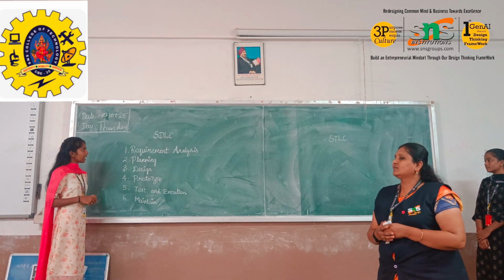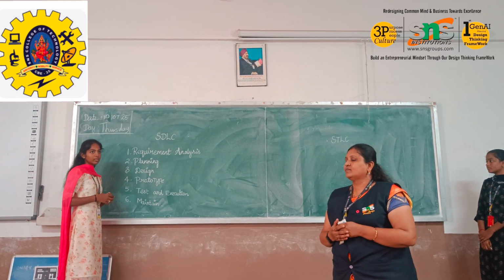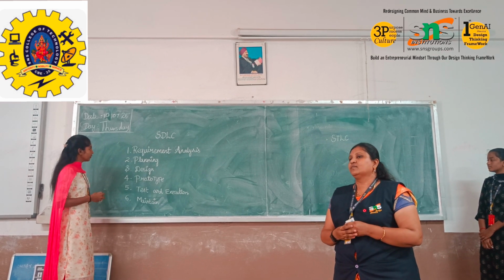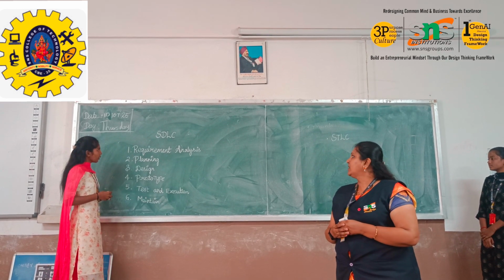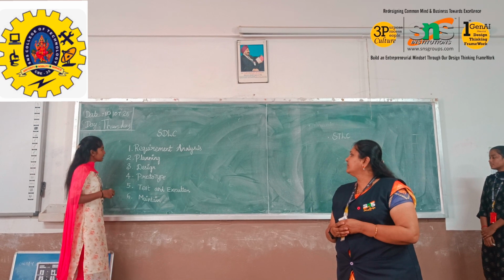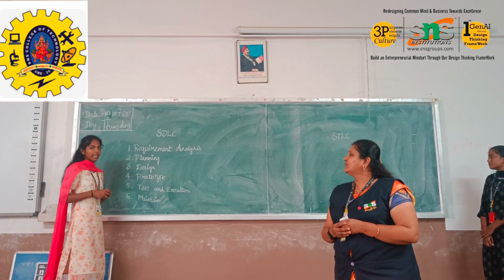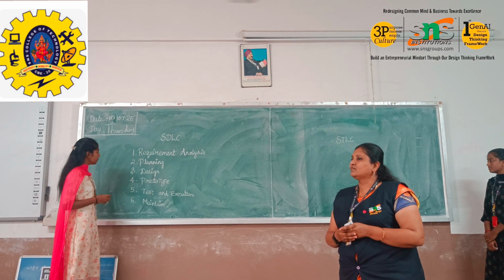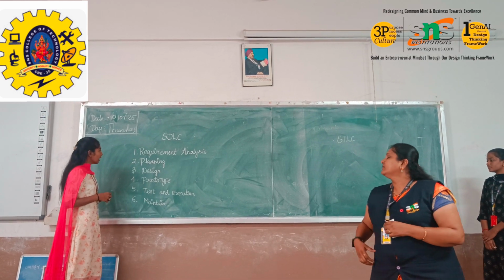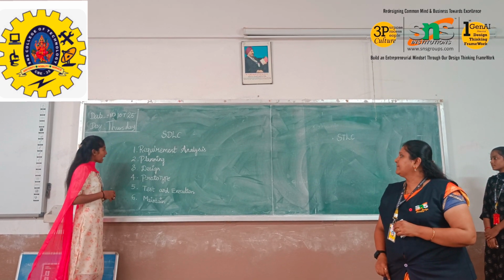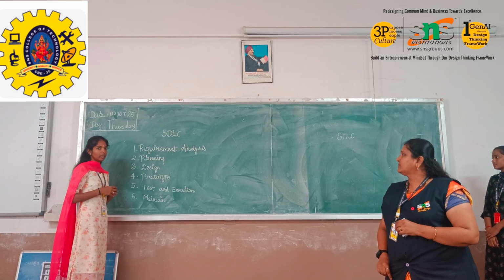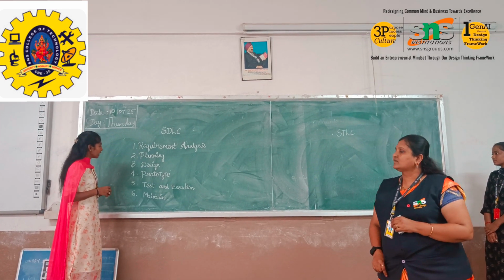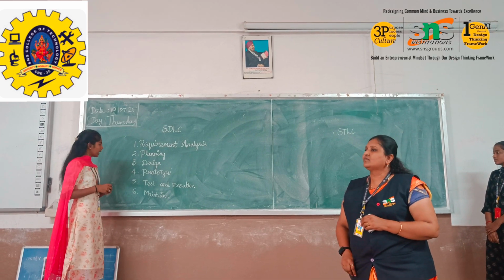First is requirement analysis. In the requirement analysis, we gather the information that is required for the development of the software. After collecting the requirements, we go to stage 2, that is planning. In the planning stage, we plan how the software is to be developed. And next is the design stage. After planning, we are going to design the software. Next is the prototype. In prototype, we develop a prototype.